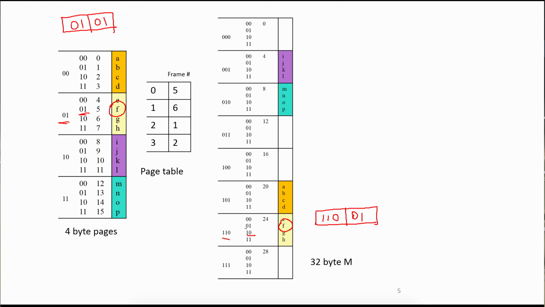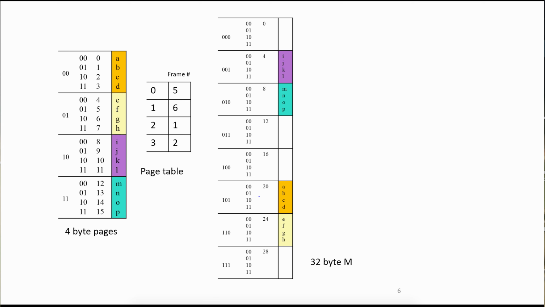Oops, I drew a line under the wrong one. Okay, that's the offset. So you could pick any letter here. Let's pick one more letter. We'll pick the letter N. The letter N is on page 3 with an offset of 1. And the letter N here is in frame 2 with an offset of 1. So that's the letter F, that's the letter N, that's the letter F, and that's the letter N.